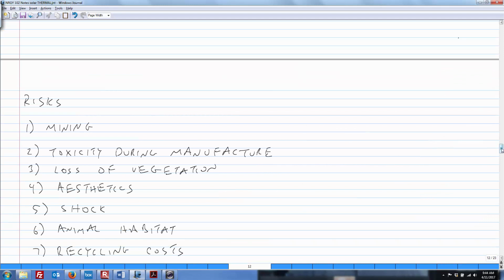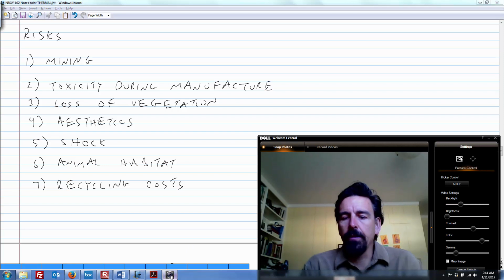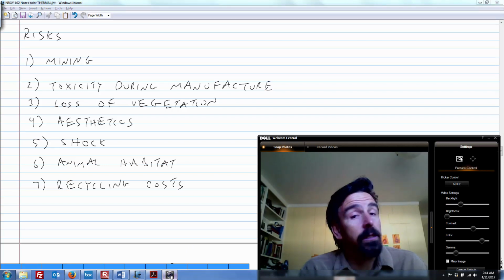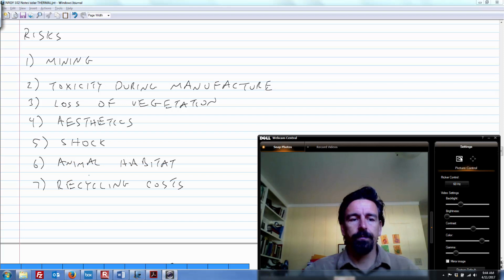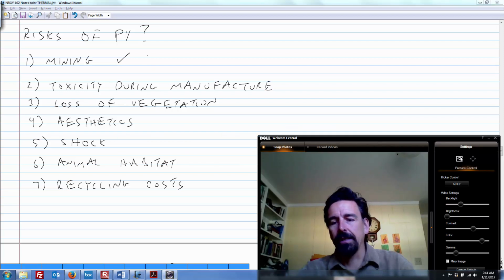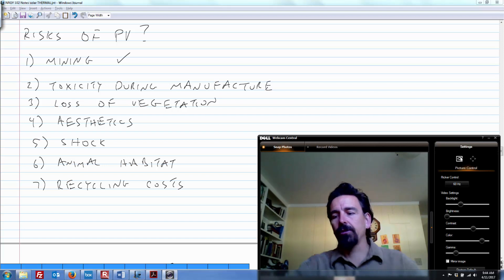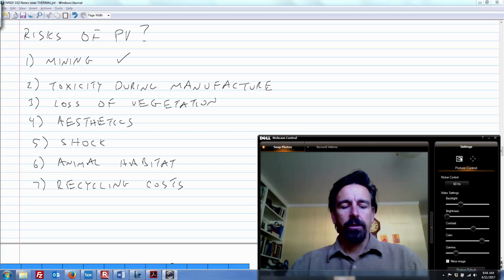Now, we think that we want to move towards renewable energy, and not everything's perfect. A lot of times you might hear the phrase, pick your poison, so there's always a downside to anything. So what are the risks of PV? Well, you've got to go and mine the stuff. You've got to dig the stuff up. A lot of times when you're mining, there's a lot of waste. You're disrupting water supplies. You're impacting habitat. There's also risks during manufacturing.